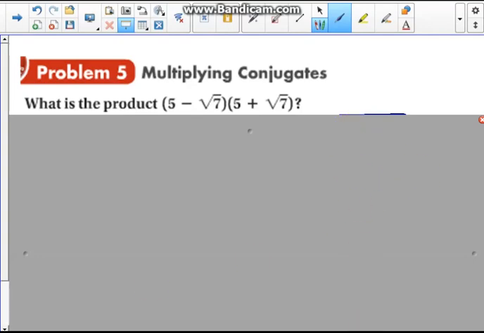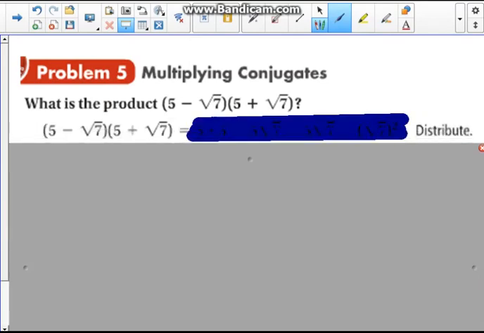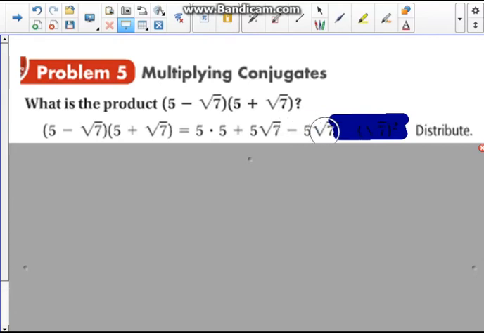So here we go, multiplying conjugates. What is the product of 5 minus radical 7 times 5 plus radical 7? So the first thing we're going to do is write our problem and then start our FOIL process. So we're going to have 5 times 5. First, outside is 5 times radical 7. Inside is 5 times negative radical 7, which is negative 5 radical 7. And then last, we're going to have a negative radical 7 times a positive radical 7, which comes out to a negative radical 7 squared.